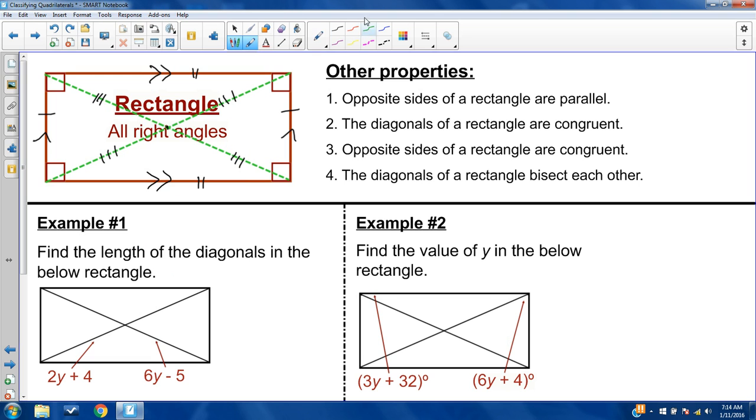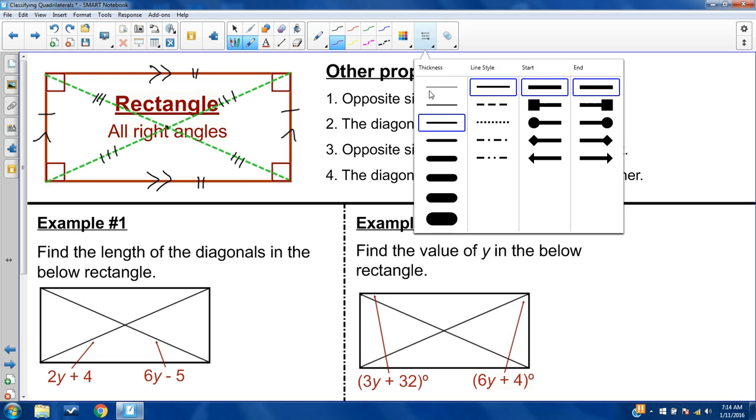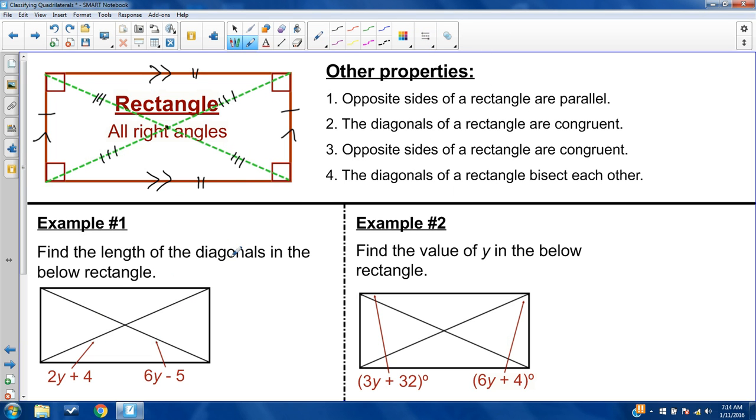With these diagonals, I remember when I set this up that I wanted to make 2y plus 4 represent the entire diagonal, not just this little part, and 6y minus 5 represent the entire diagonal. Same idea. So find the length of the diagonals in the rectangle below. So they do not ask you to solve for y. That doesn't mean you don't need to solve for y to solve the problem, but make sure you don't just finish by solving for y.